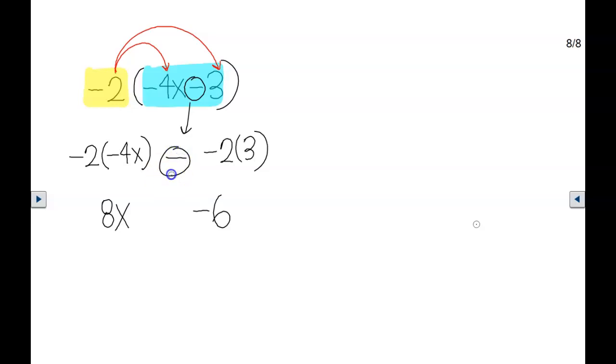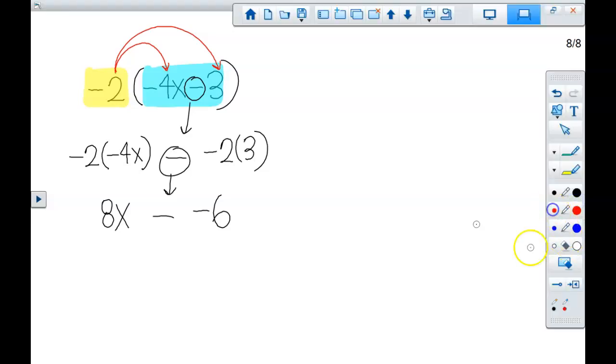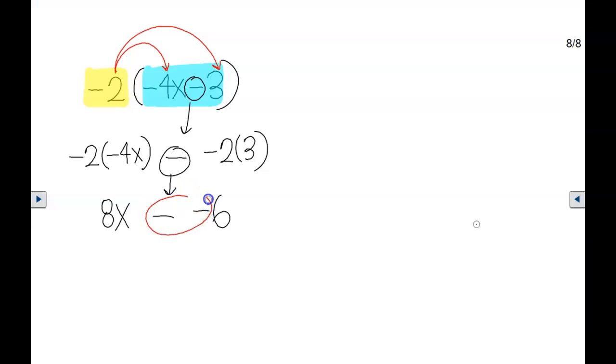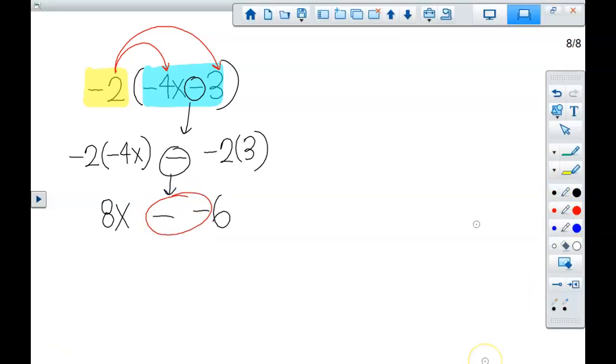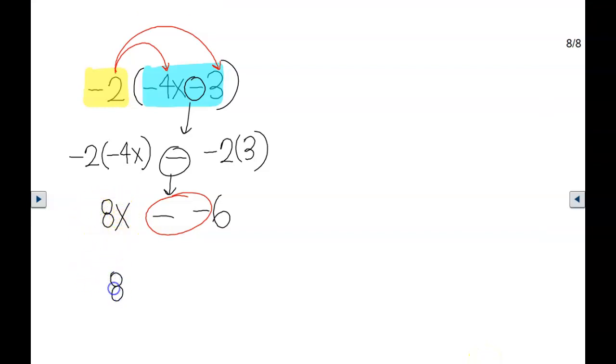And then again, we'll just slide that minus sign down that's in the middle. This was a subtraction problem. So we have 8x minus a negative 6. Now again, I don't like these double signs. So we are going to keep it, change it, change it. Keep the 8x. Change it. Negative will change to positive. Change it. Negative 6 will change to positive 6. So the final answer on this problem should be 8x plus 6.